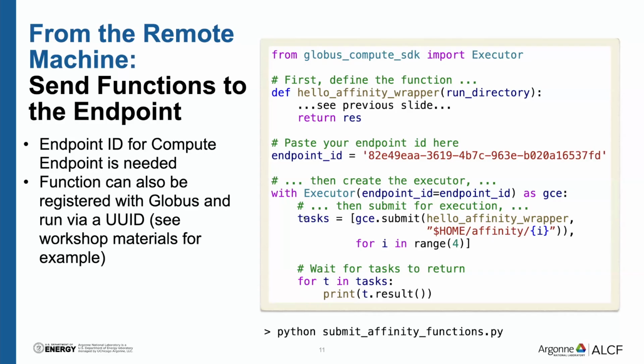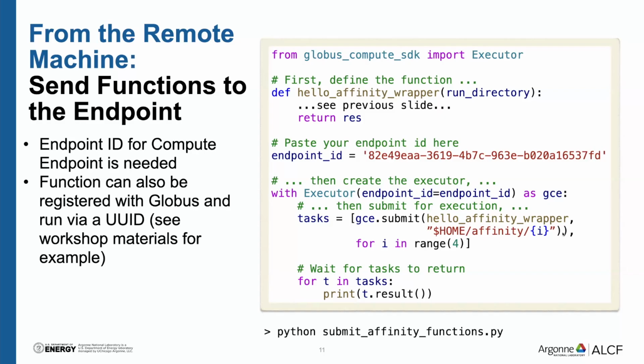And then you can create as many tasks as you want running this function, Hello Affinity Wrapper. Here I created 4 tasks that will run this wrapper function, and they will all print their standard out and standard error to unique directories on the file system.